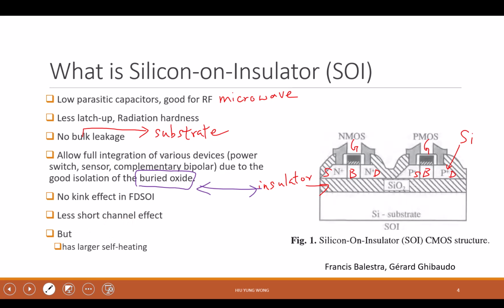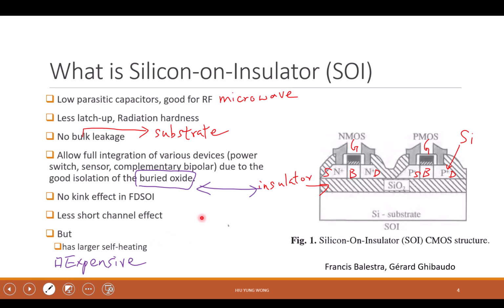Less short channel effect. We did not really discuss what is short channel effect. We will discuss more today. Actually, we did, we talked about dipole, but we will discuss deeper, okay? But the problem is that it has a larger self-heating. Also, the fabrication cost is also more expensive, but compared to bulk, in some sense, depends on how you look at it, more complicated. But it has more self-heating.